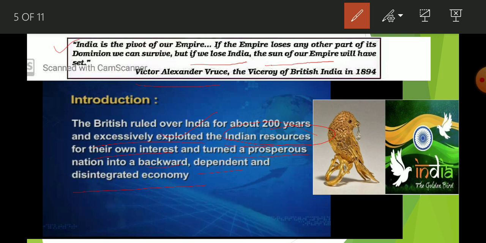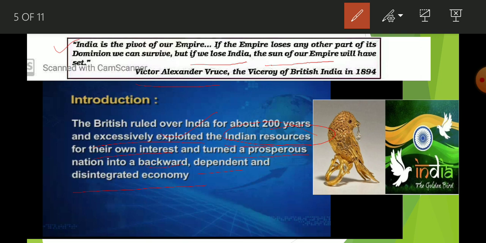Okay, so in this way they used Indian resources as a raw material for their industry. They made finished goods with the help of Indian raw material. They converted it into finished goods, and they came back with their finished goods and sold them in India. In this way, and there are many other reasons, India was turned into a backward economy.